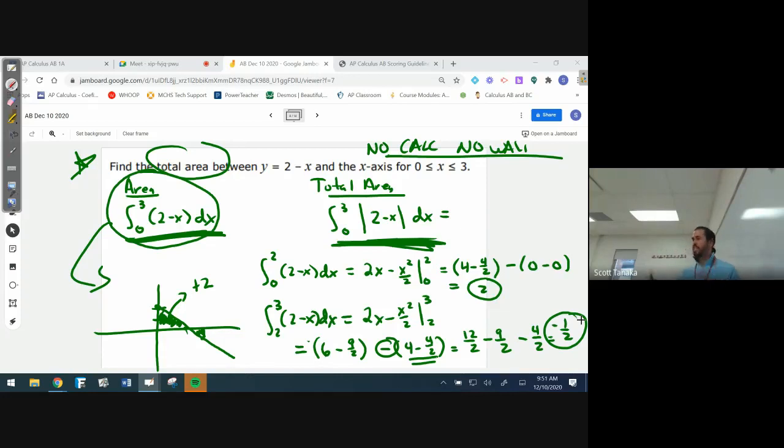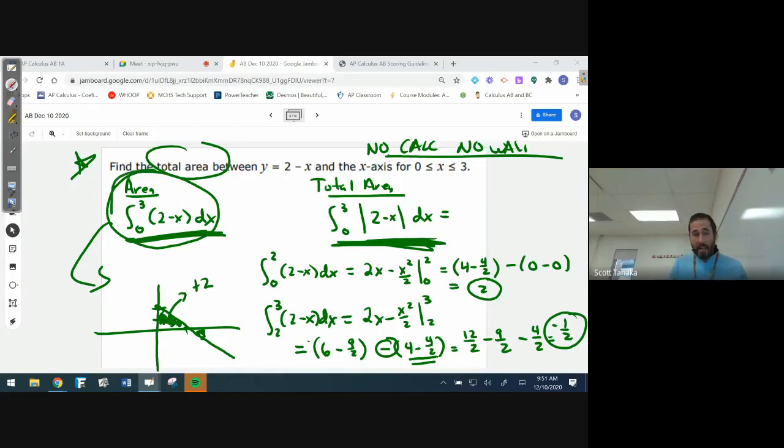If you're really smart, you could have said, Mr. Tanaka, those are triangles. I didn't even have to do the antiderivative. But why did I do antiderivative? Because most likely it's going to be curved on your test. Everybody got that? Yes? Okay, so what the heck is the total area?